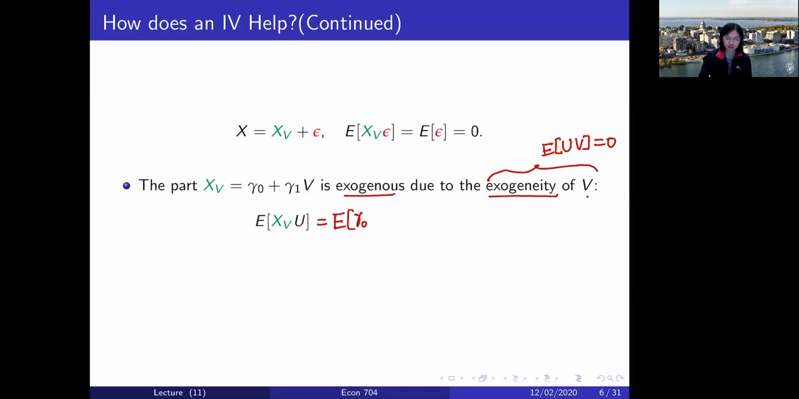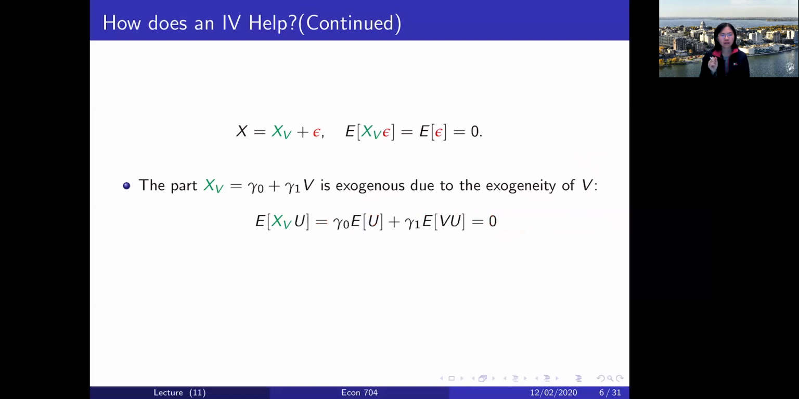The expectation of this sum is the expectation of gamma 0 u plus gamma 1 v u, which is gamma 0 E u plus gamma 1 E v u, and that is 0 because we normalize E u to 0 and we assume v is exogenous.